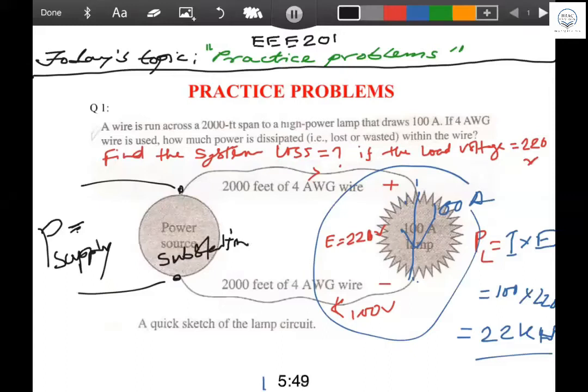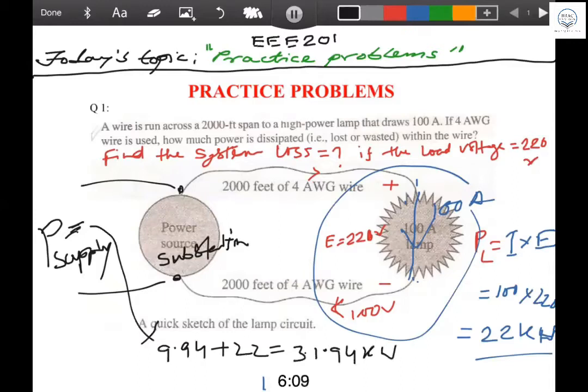How much? Sir, can you tell me? 41.06 kilowatt. How did you find it? Can you please tell me? Sir, by summing loss and load. 9.94 plus 22. What is the answer? 31.94 kilowatt. This is the power supplied by the substation. The substation supplied that power and you are getting 22 kilowatt, and the rest of the power is lost in the wire, the copper loss. This is absolute loss.